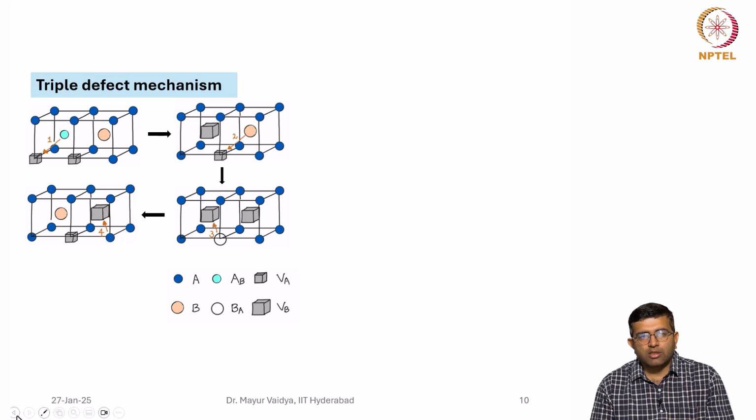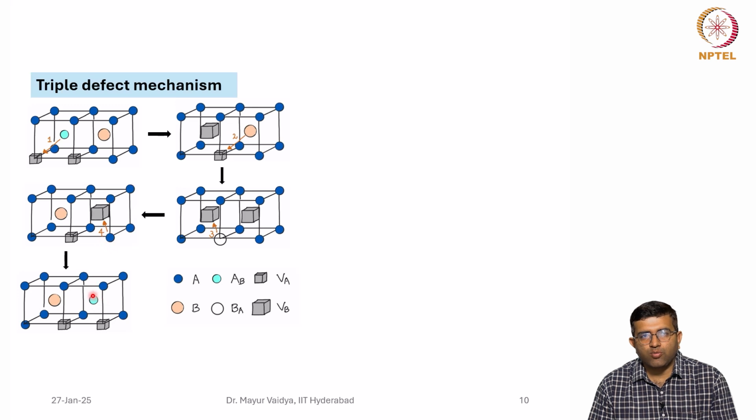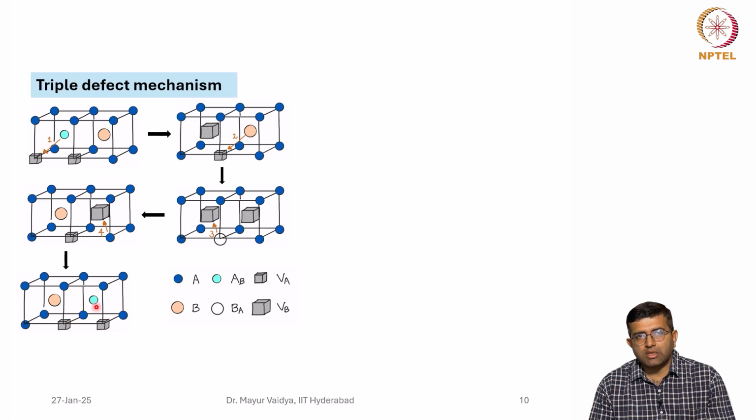So, again this will lead to the vacancy on the A sublattice and A moving to the site of B, creating an anti-site defect. So, again you see the displacement of this entire triple defect happens. So, this is an additional step through which such an exchange is also possible.